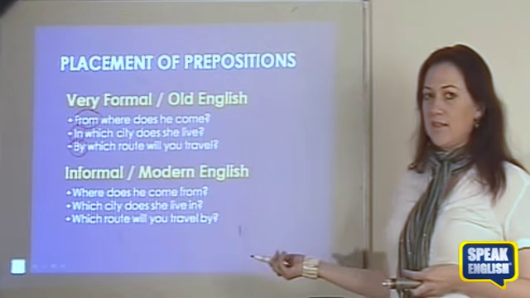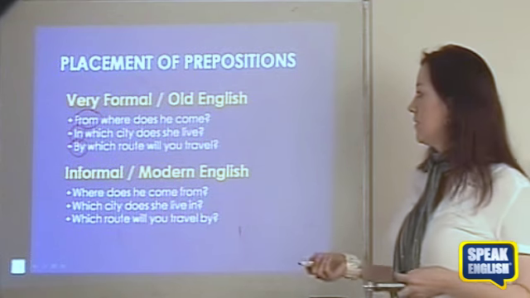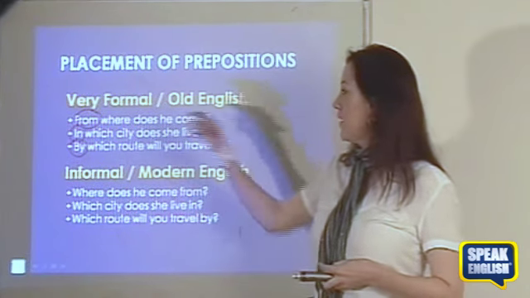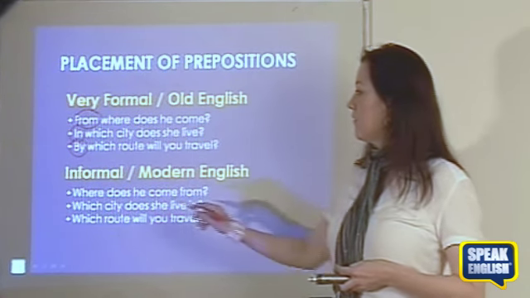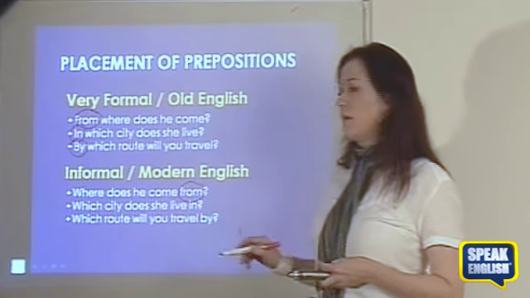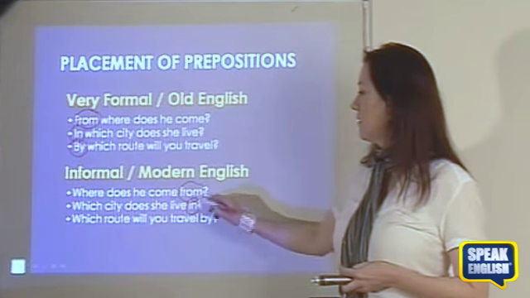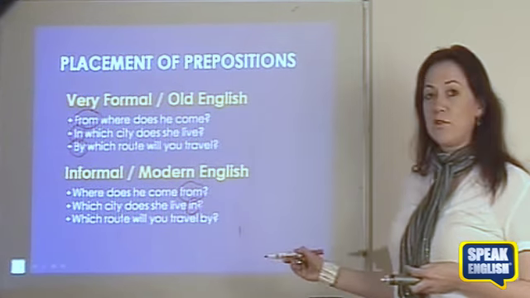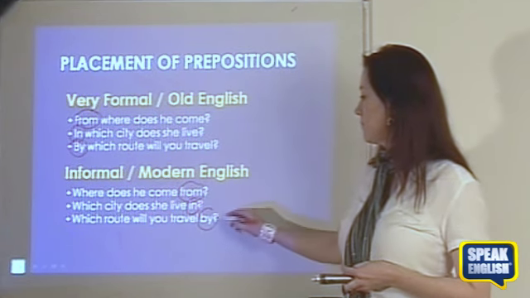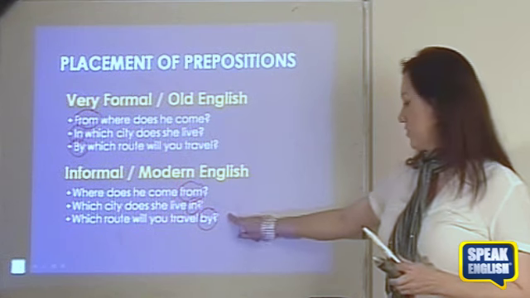But these days, in modern English, or if we need to be informal, we move the preposition from the beginning to the end. For example, where does he come from? Which city does she live in? Which route will you travel by? In general, this is the preferred position.